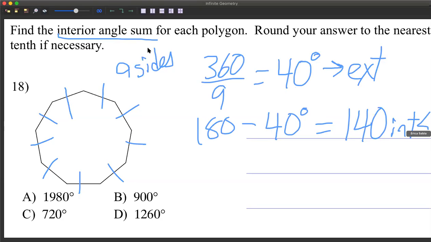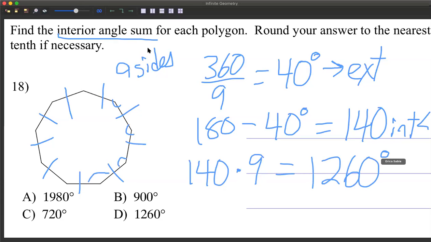But now I want the sum of all of them. There's 9 of them, right? Look at them all. 1, 2, 3, 4, all the way around. 9 angles that all measure 140. So I'm going to do 140 times 9. And that is 1260. And there's my answer for the sum of all interior angles.